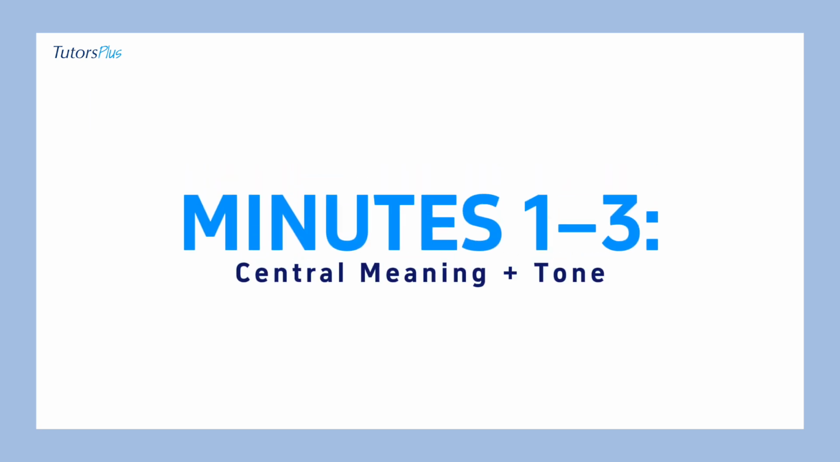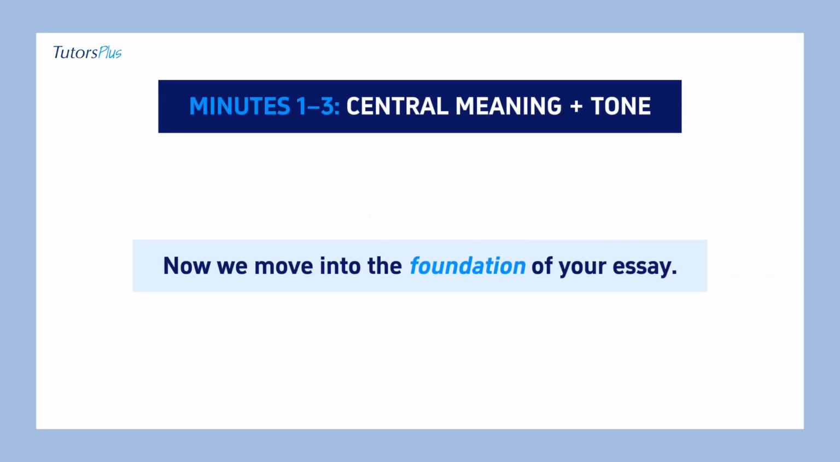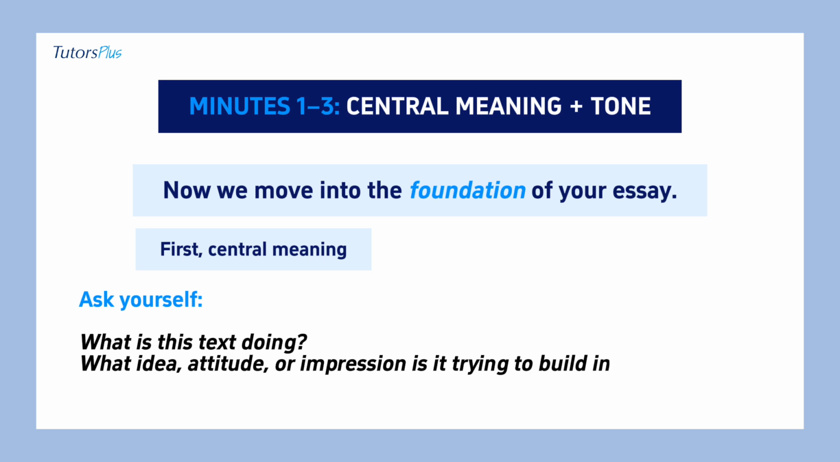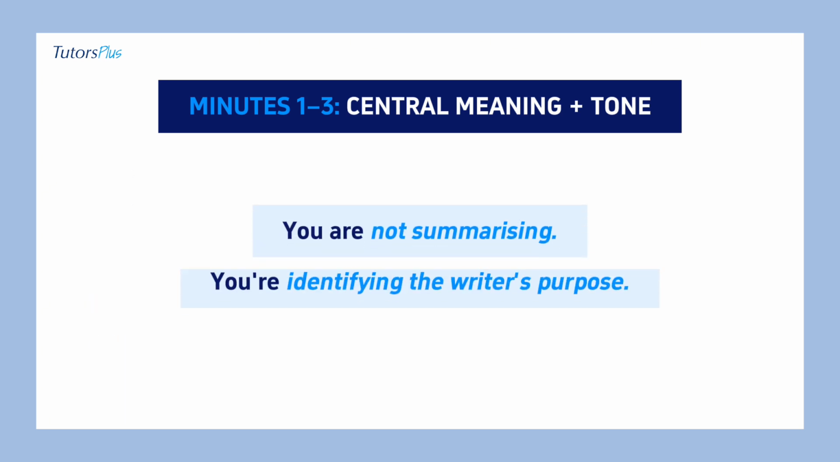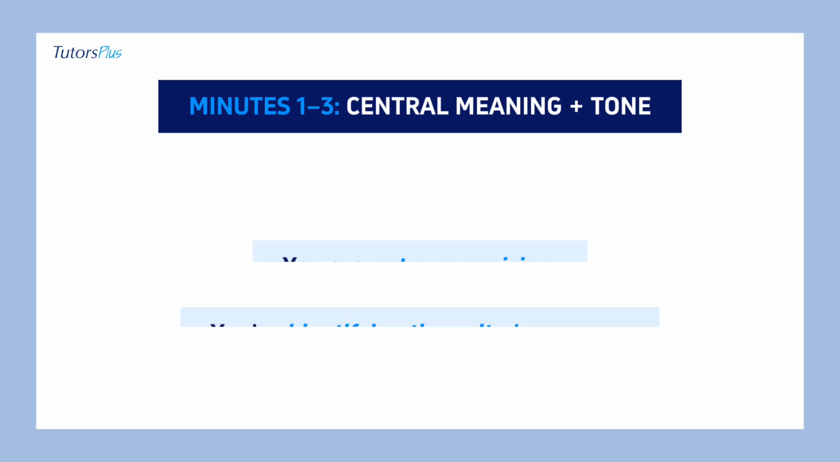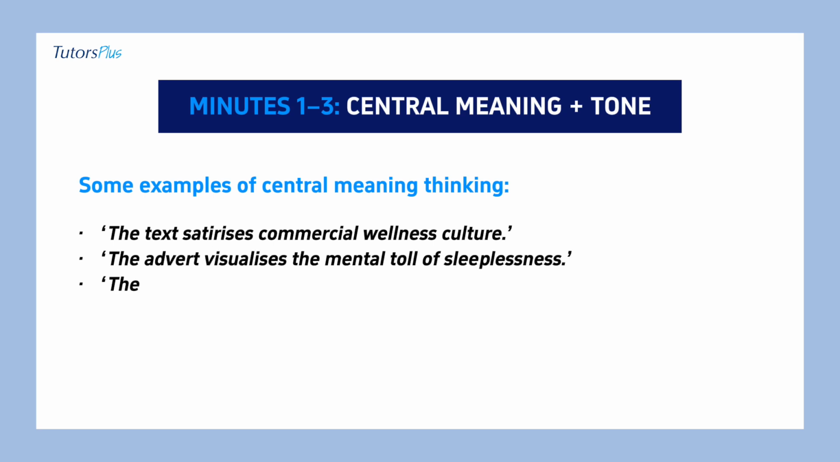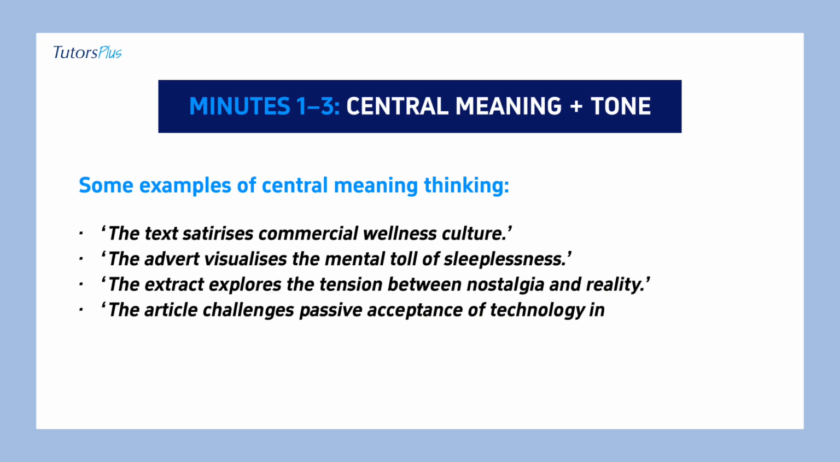Then in minutes 1 to 3, we're looking at the central meaning and the tone. So we move into the foundation of the essay. First, the central meaning. So asking yourself, what is this text doing? What idea, attitude or impression is it trying to build in the reader? And remember, you're not summarizing, you're identifying the writer's purpose. So here are some examples of central meaning. It could be that the text satirizes commercial wellness culture, that the advert visualizes the mental toll of sleeplessness, or that the article challenges passive acceptance of technology in everyday life.